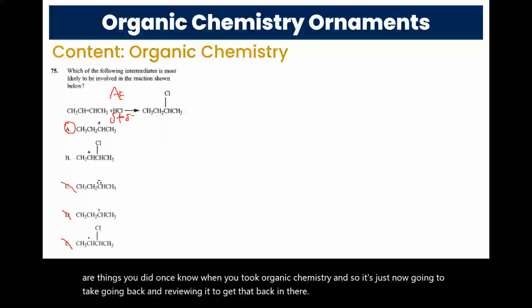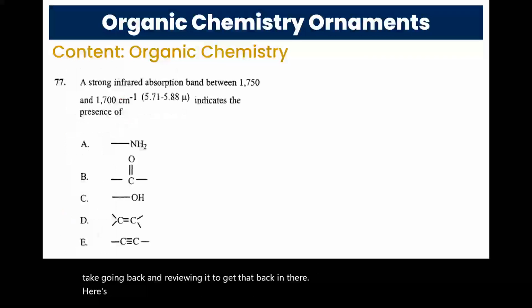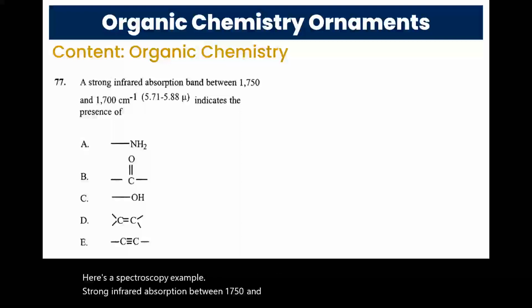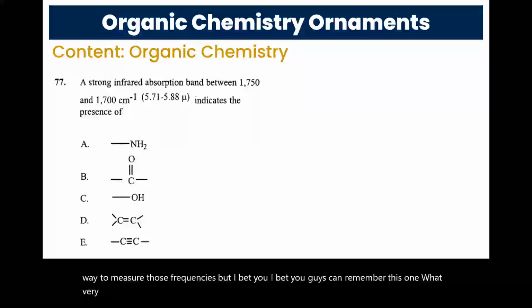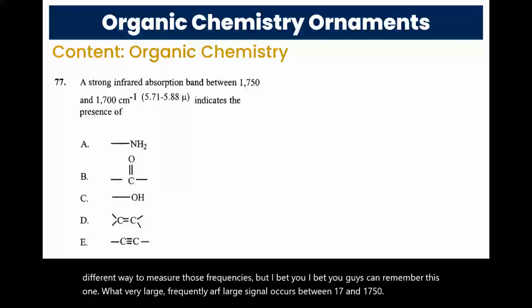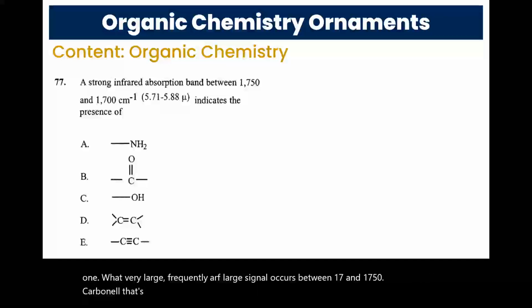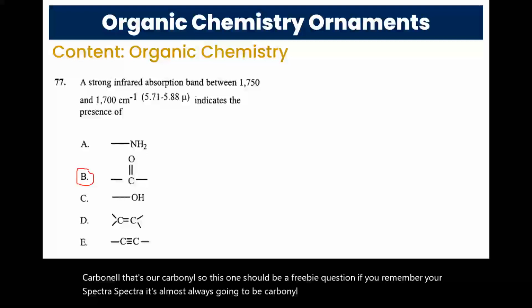All right, here's a spectroscopy example. Strong infrared absorption between 1750 and 1700, 5.71 to 5.88 microns. That's just a different way to measure those frequencies. But I bet you guys can remember this one. What very large signal occurs between 1700 and 1750? Carbonyl. That's our carbonyl. So this one should be a freebie question if you remember your spectra.